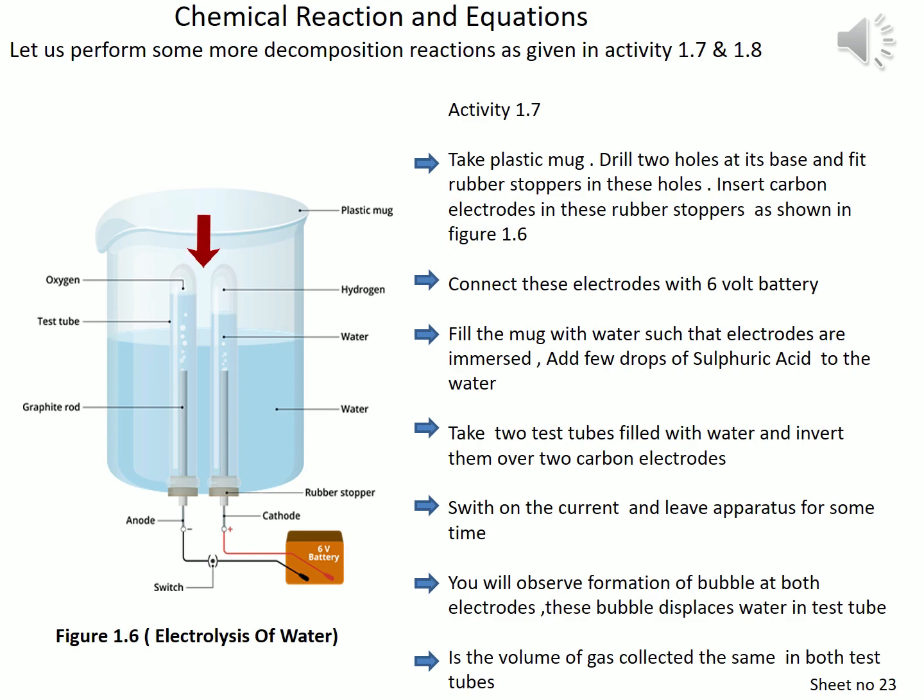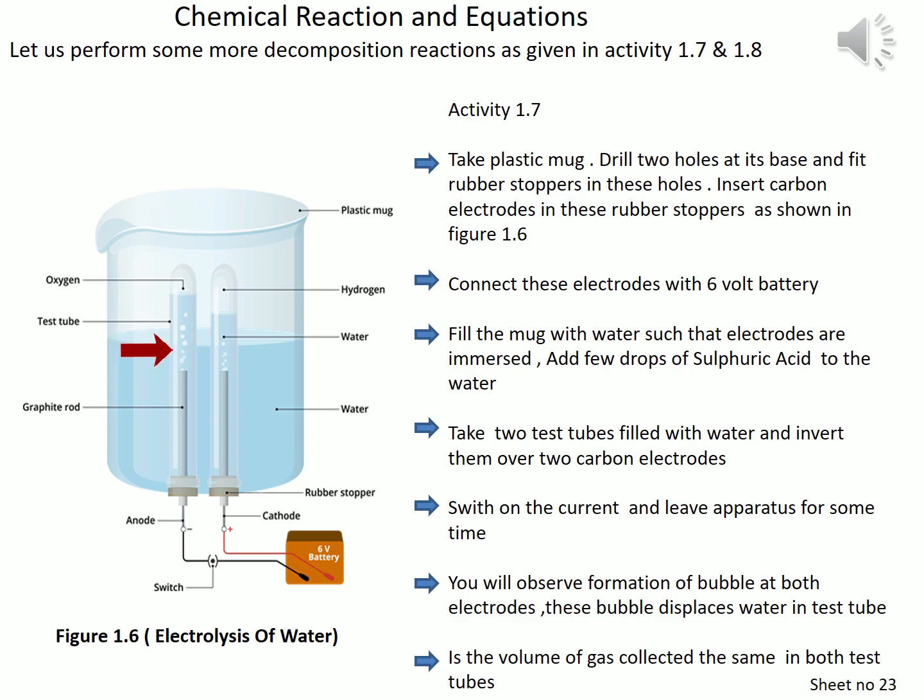Take two test tubes filled with water and invert them over the two carbon electrodes. Now these are the test tubes we have taken. These test tubes are filled with water, and we have fixed them in the reverse way. Now switch on the current and leave the apparatus for some time. Now switch on the current. This current will pass. Let us see what exactly happens.